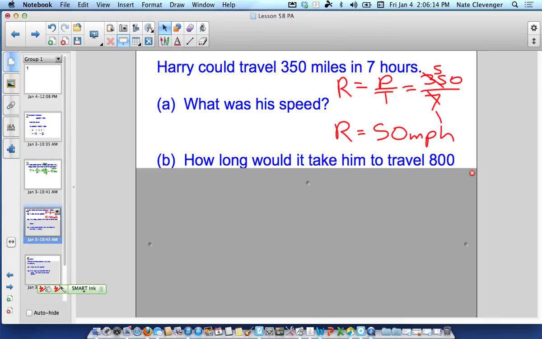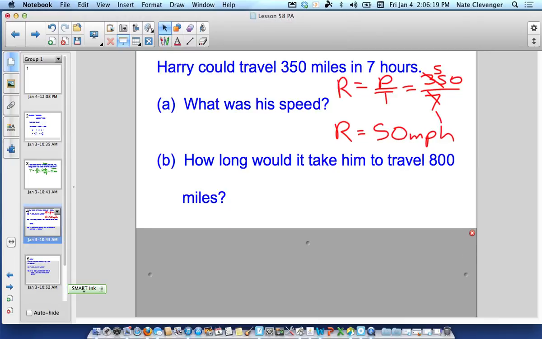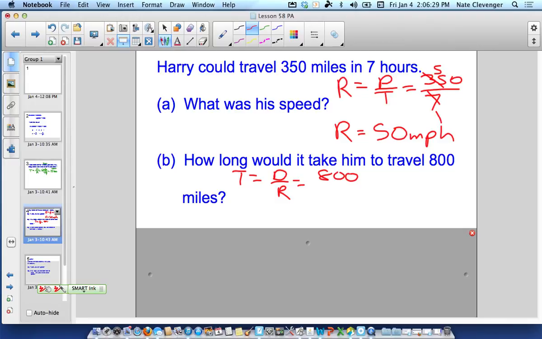Now, using that information, how long would it take him to travel 800 miles? So we're looking for time here. Time is equal to distance over rate. The distance would be 800 divided by 50. 80 divided by 5. 16 hours.